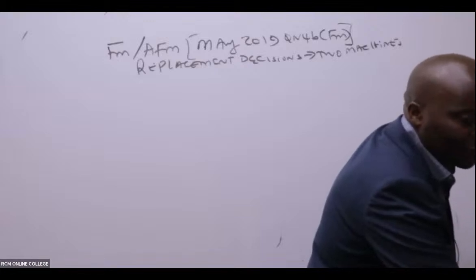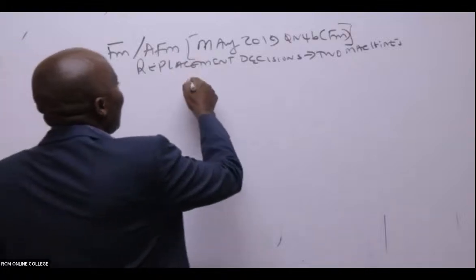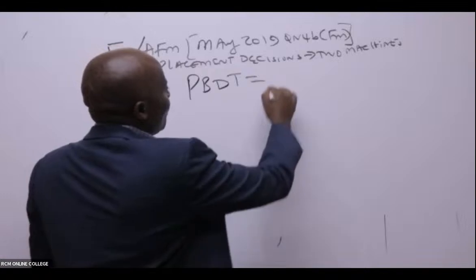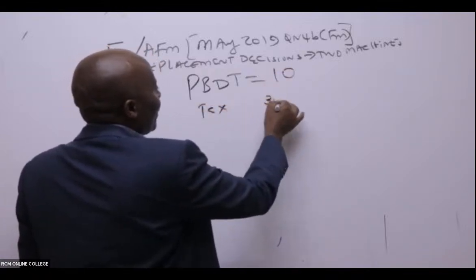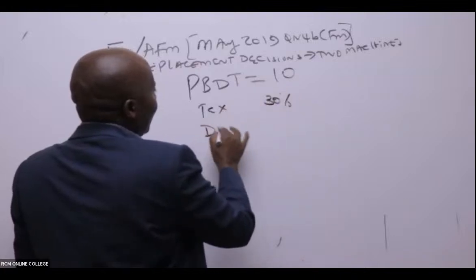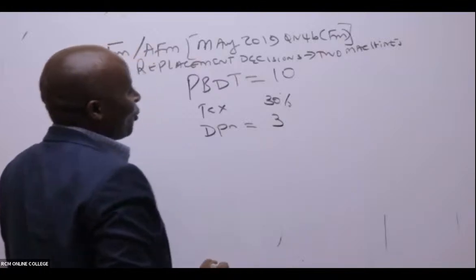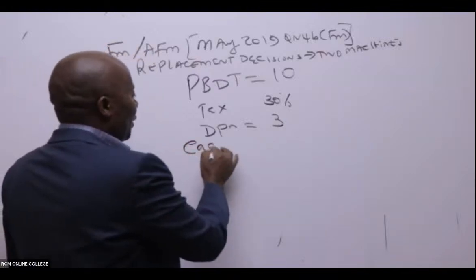But before I start doing it, I would want us to remind ourselves here. If you are given profit before depreciation and tax of say 10, and then we have tax of 30%, and then they have given us depreciation of say 3. Can somebody go ahead and give me the cash flow?